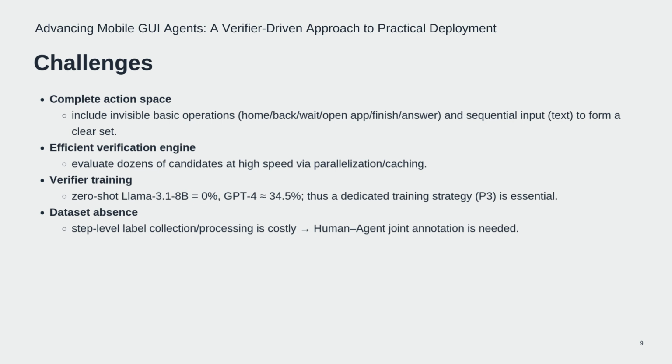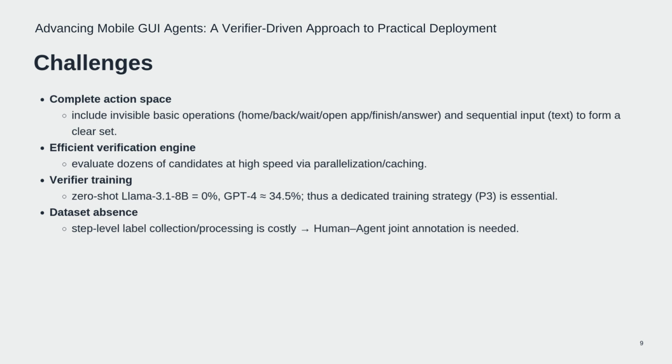Second, efficient verification engine. Even though they only have at most a few dozen candidates, if their verification step was slow, the agent wouldn't be practically deployable. They need to be able to evaluate dozens of candidates with an LLM at high speed. This meant optimizing how they prompt and run the model, which they address with batch prompting and caching, as I mentioned.